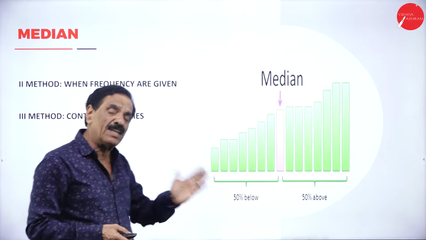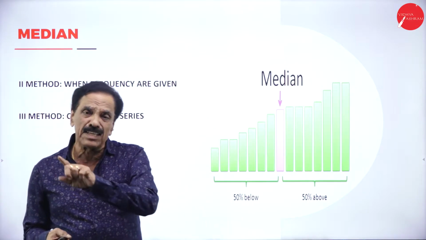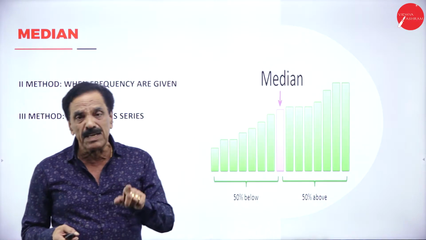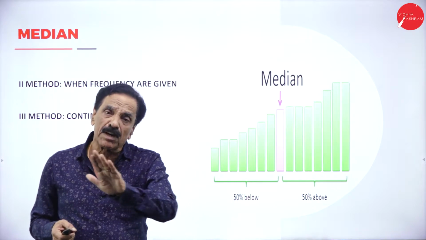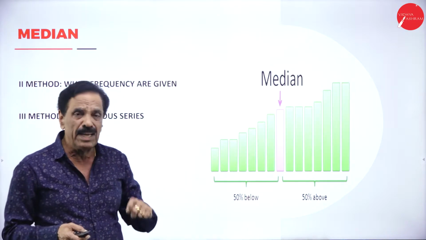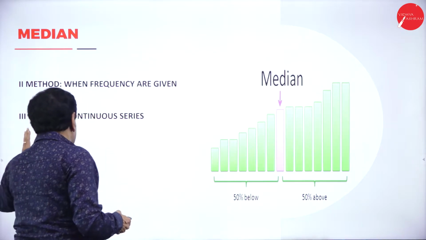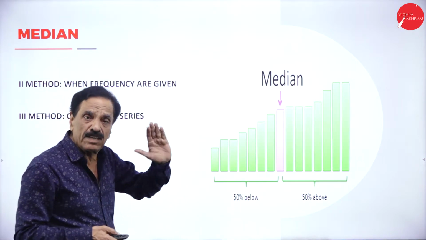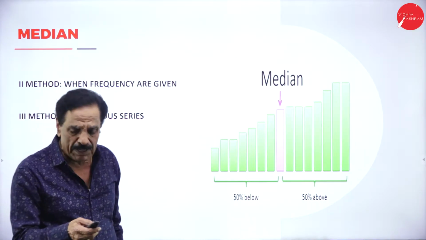Now, in the last class I told you, when the numbers are given, it should be arranged in the ascending order. Median is equal to (n plus 1) divided by 2. N is equal to number of items. Now, today we are going to deal with when the frequencies are given. Third method, when the continuous series are given. First, we go with the second method, when the frequencies are given.